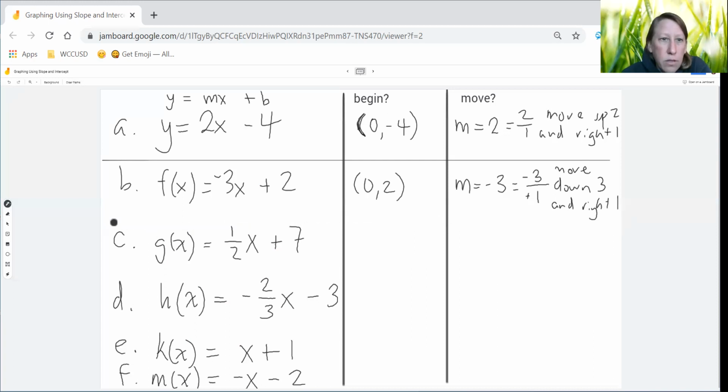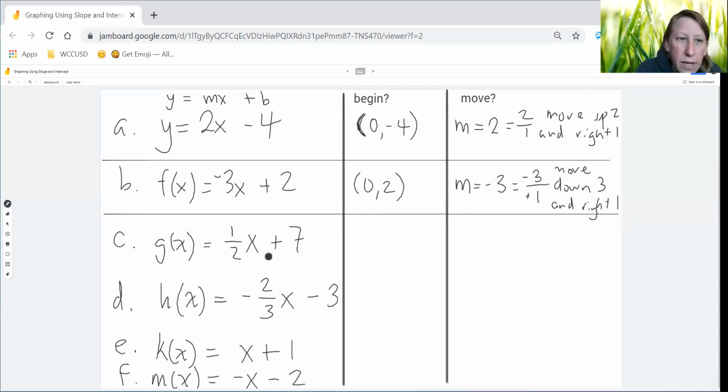I don't like that. Let's try again. Okay, good. All right, what's the b? The b is 7, okay, which represents the point 0, 7. Where is that on the graph? Yep. And then the move on this one is a fraction. The slope on this one is 1/2.